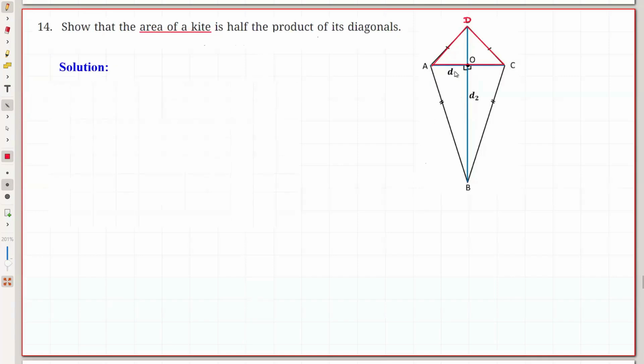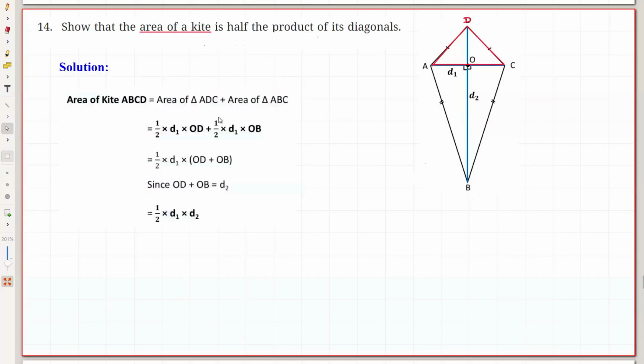We know the formula for the area of a triangle is 1/2 of base into height. For this triangle, the base will be D1 and the height will be OD. Now consider triangle ABC. The base will be D1 and the height will be OB. Now, OD plus OB will give us D2, which is the diagonal 2. Let me explain.